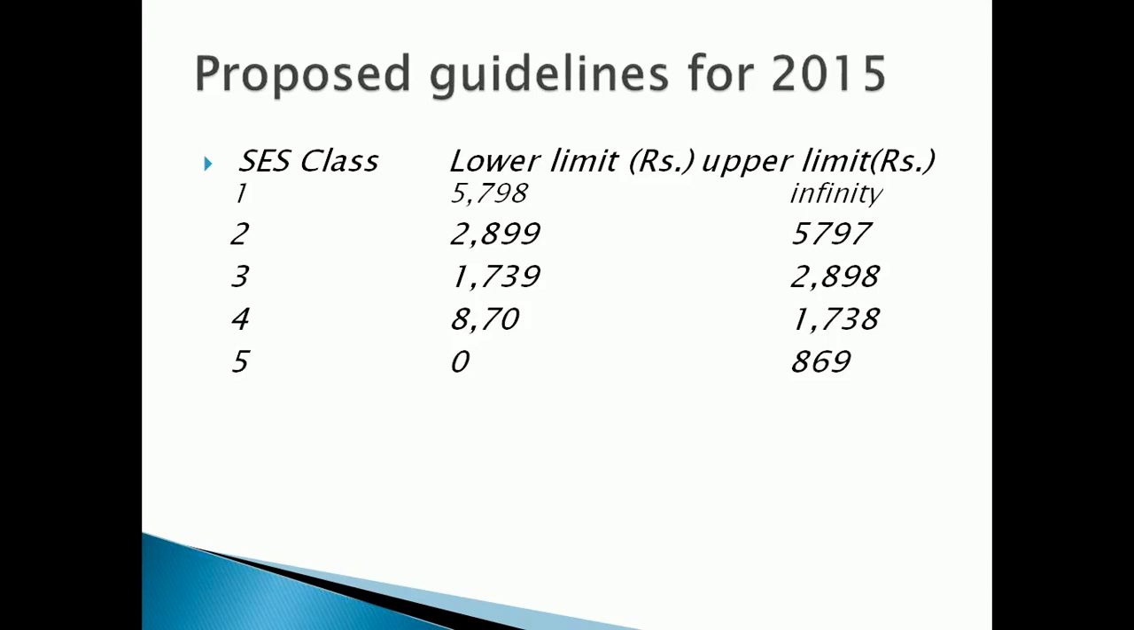So if the total income is 10,000 and there are 5 members in the family, what is the per capita income? 2,000. Good. So which class does the family belong to? Like this, we have to classify.